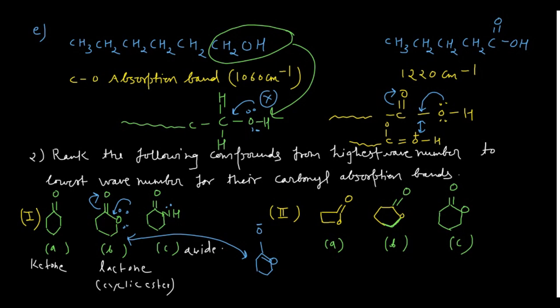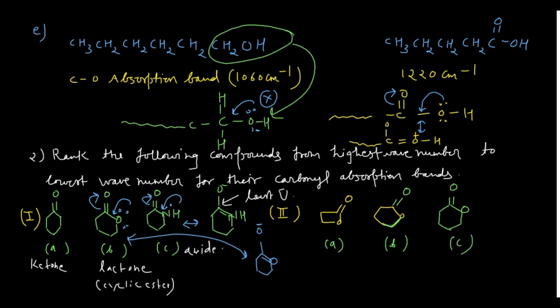But if you draw for this amide, this can come here, this can go up, and for amide you will get this kind of structure. I'm writing N here, this is my H, this is the double bond. Now this is single bond character. So amide is having the single bond character, and due to this single bond character, it will have the lowest wave number. I can write lowest wave number for this one.